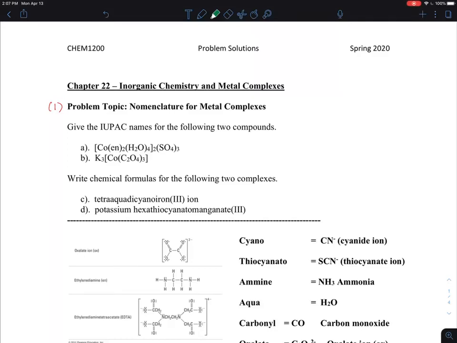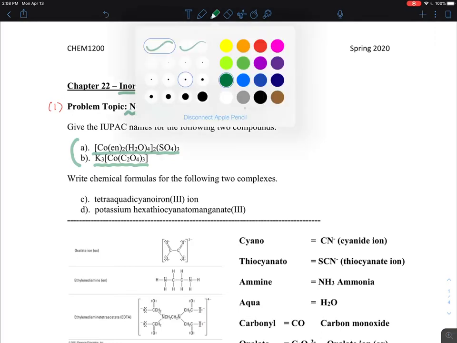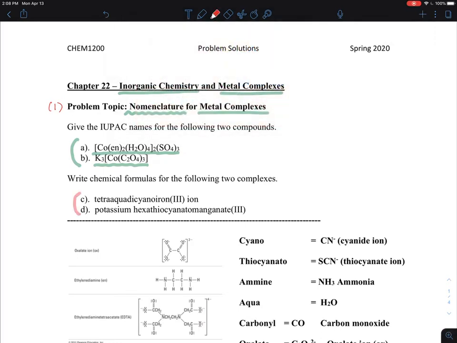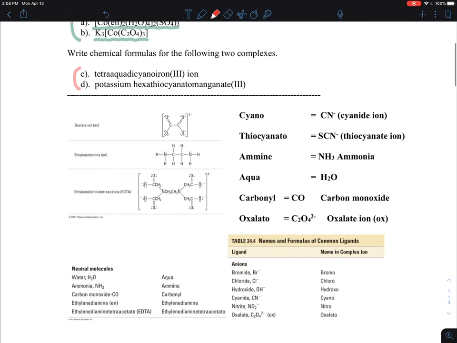Okay, so this is a chapter on inorganic chemistry and the metal complexes. And the first one is essentially how to name the metal complexes, what we call the nomenclature. So the first set is to give you the actual chemical structures, just like this too. And then you have to name those. Or the other example is they give you the name and then want you to write down the chemical structure as shown above.